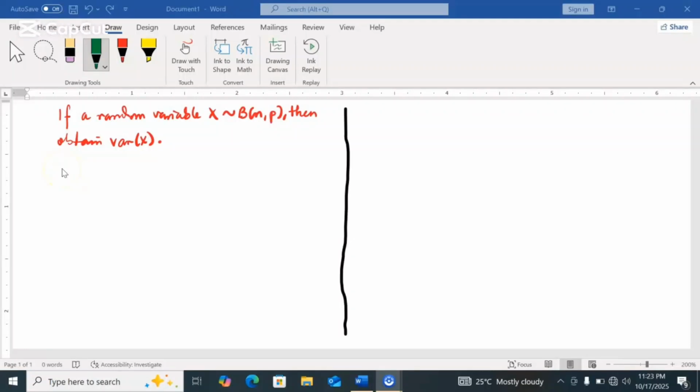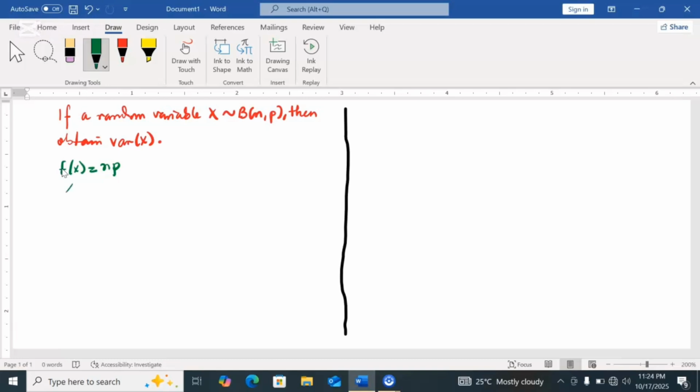In this video, I'll be showing you that if a random variable x is binomially distributed with parameters n and p, with n standing for the number of trials and p standing for the probability of success, then one can obtain the variance of x. The first thing you must note from my previous video on getting the expectation of x for a binomial distribution is that expectation of x is equal to np.